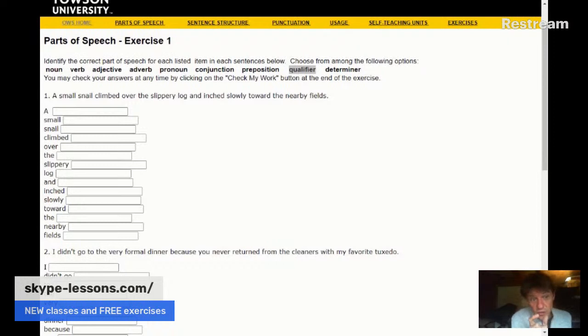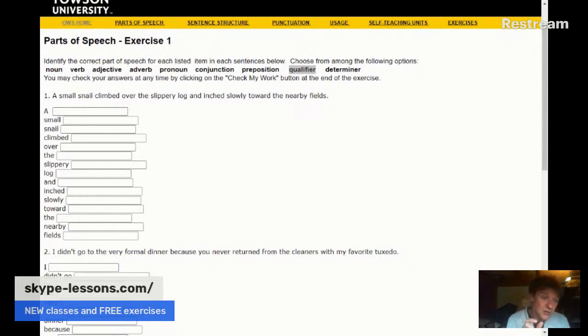Now, look at this word inched. Doesn't this word have a doer? Yeah, the snail inched slowly toward the nearby fields, which means it's a verb. Any word with a doer must be a verb. It must be. Yeah, it's what a verb is. It's not a doing word, it's a word with a doer, and there's a difference. And I think it's a better definition that it's a word with a doer.